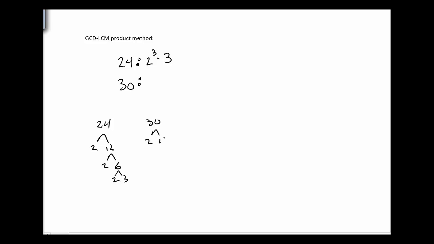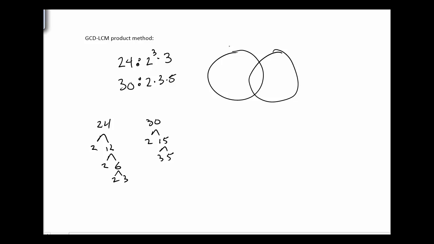30 I can break up as 2 and 15, and that's 3 and 5. So 2 times 3 times 5. Okay. Now I'm going to do a Venn diagram here, and you'll hopefully see where I'm going with this. So I'm going to set it up to be prime factors of 24 and prime factors of 30. Okay. So in that list of factors, what numbers do they have in common?